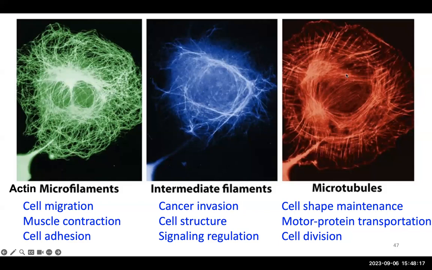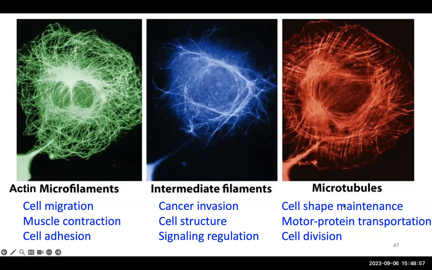The last but not least one is the microtubule. Okay, microtubule, of course, can help shape the cell, but they also enhance motor protein transportation to help the material to be transmitted to different locations of the cell, right? And another important function of the microtubule is that it helps the cell to divide into two and separate into two daughter cells.